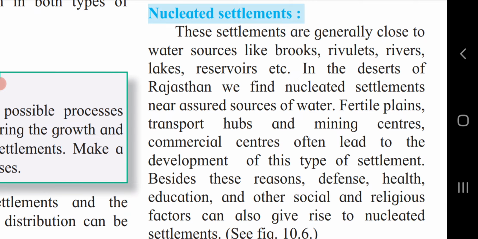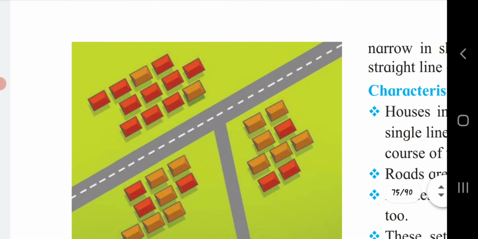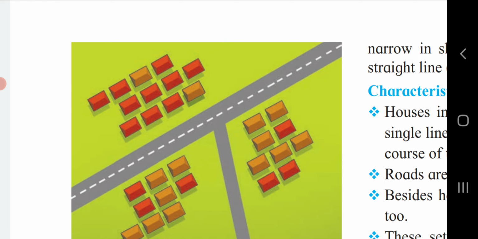The houses of these settlements are very close to each other and are generally found near water resources like brooks, rivers, lakes, reservoirs, etc. Such settlements develop around fertile plains, mining centers and commercial centers, and health, education and other social and religious factors also give rise to such settlements. Social services are available in these settlements. The roads in the settlements are narrow in the old parts. The people here have a better social life as people from different castes, religions, races and ideologies live together.